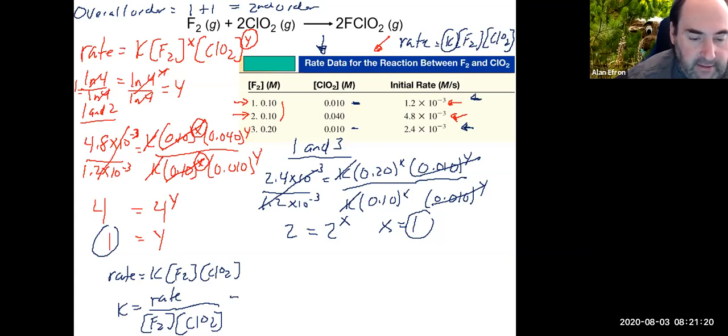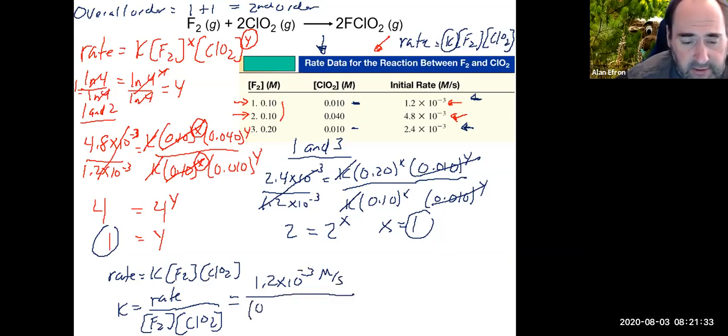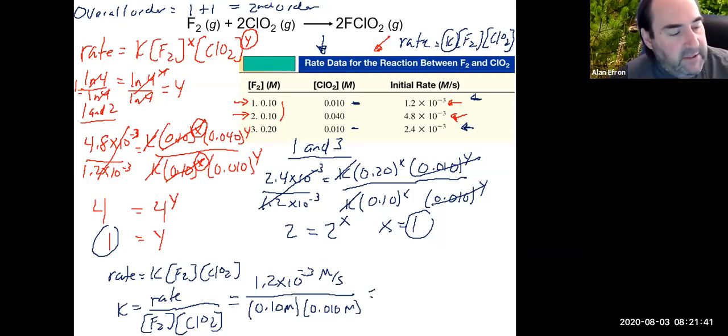And if I go back to the table and put in all the information for number 1 into this, that would give me 1.2 times 10 to the minus 3 molar per second divided by 0.1 molar and 0.01 molar. And again, that is all the information that comes from entry number 1 in the table. And if I do all that, 1.2 times 10 to the minus 3 divided by 0.1 and divided by 0.01 gives me a rate constant of 1.2.